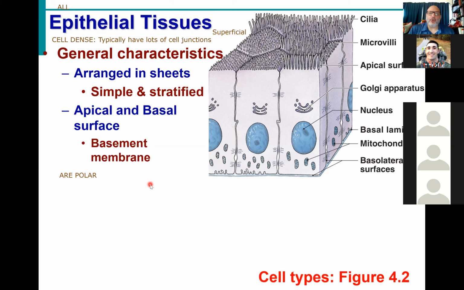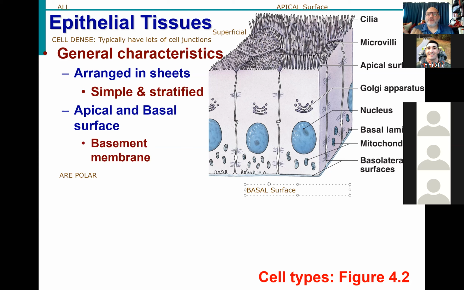When we talk about being polar, we talk about having 2 different surfaces, a top surface and a bottom surface. And again, because we're dealing with anatomists, anytime we talk about things, we can't use terms as simple as top and bottom. So we have to use appropriate anatomical terms. And the appropriate anatomical term for the top is apical. So we have an apical surface, which is the top of the epithelial tissue, and we have the basal surface, which is the bottom. All right?